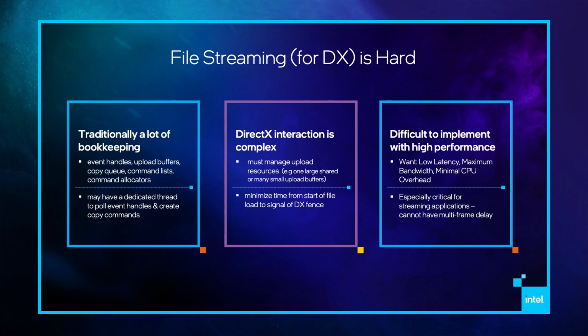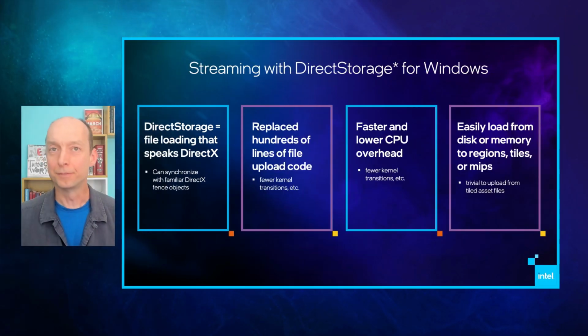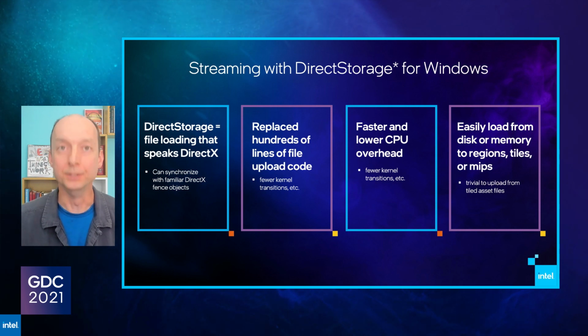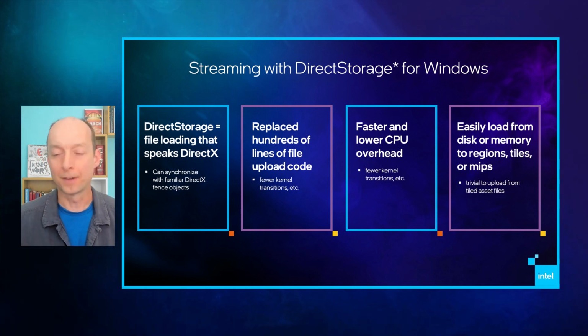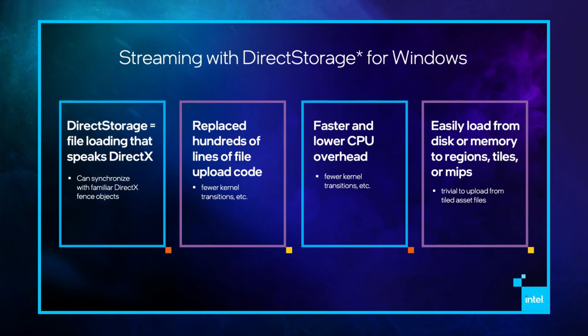The best solution for low latency, high bandwidth file streaming is DirectStorage for Windows. DirectStorage provides a simple interface to load tiles direct from disk. I provide file offsets, destination resource tiles, and a D3D12 fence to signal when it's done. DirectStorage handles all the bookkeeping for upload buffers, command lists, file events. It makes this kind of tile-level streaming much more accessible. Plus, it's more efficient than previous file I/O APIs, leaving more CPU performance available. In this sample, DirectStorage replaced hundreds of lines of code and a dedicated CPU thread.